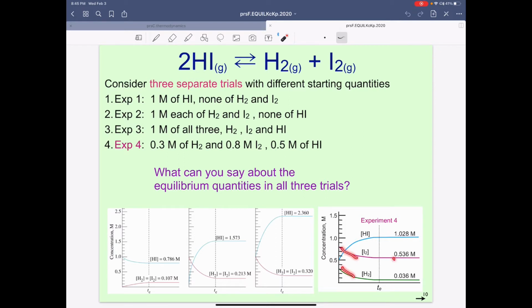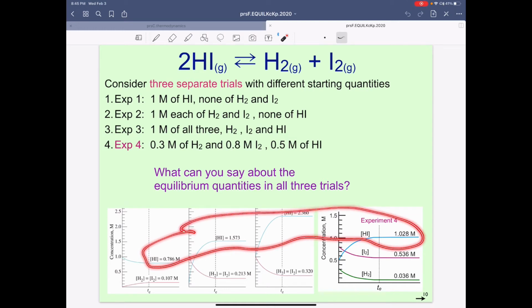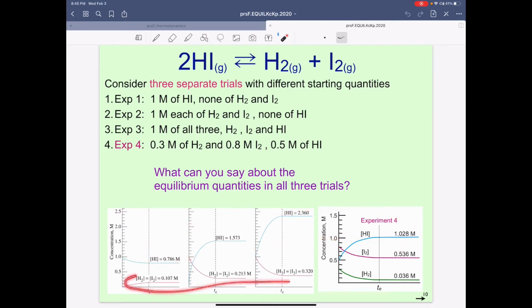Now you can actually see both lines. They're not lined up on top of one another, but we've got I2 decreasing, having started at 0.8, and H2 starting at 0.3, also decreasing. What can you say about the equilibrium quantities in all three trials? Well, we can at least notice that there's always more HI and there's less of the right side chemicals.